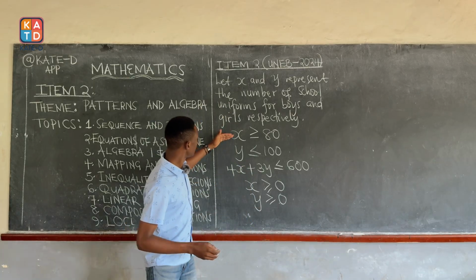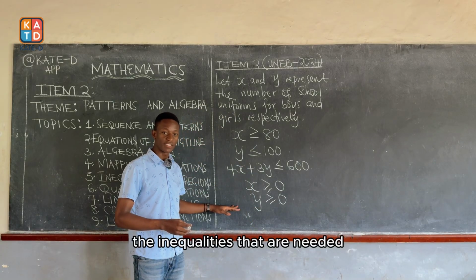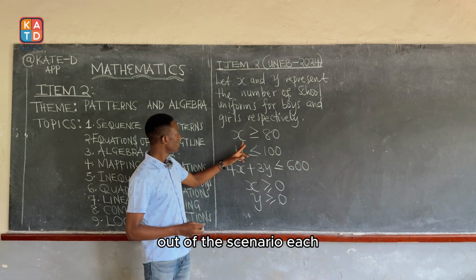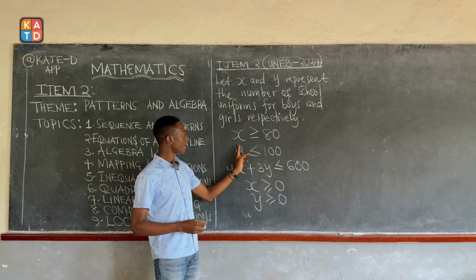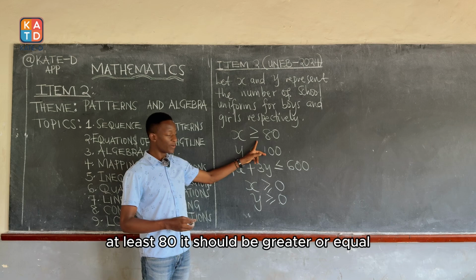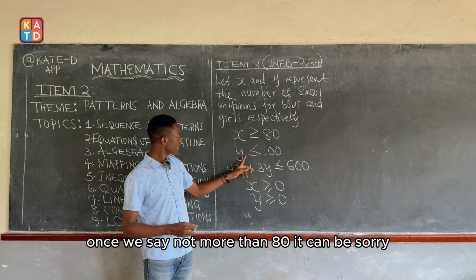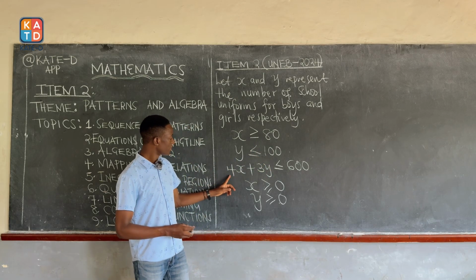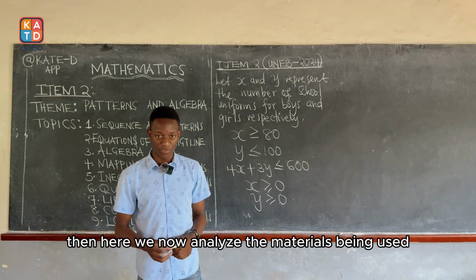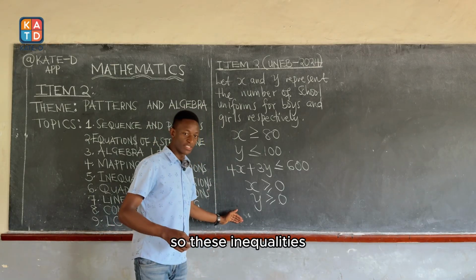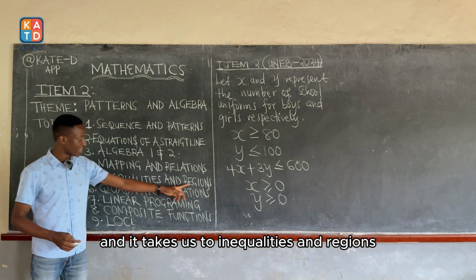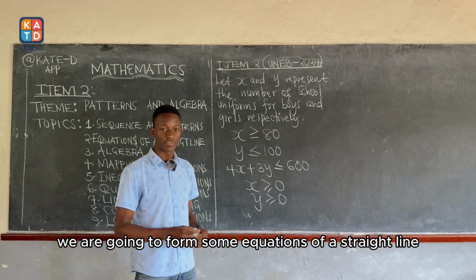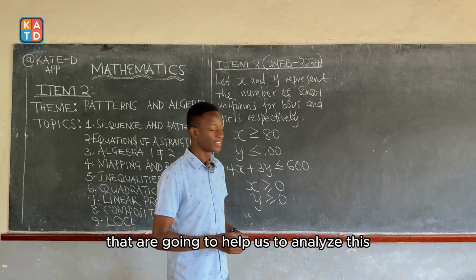In this part A, you realize that we have formed the inequalities that are needed, and these inequalities are basically out of the scenario. Once we say at least 80, it should be greater or equal. Once we say not more than 100, it can be 100 or less. Then here we now analyze the materials being used. So these are inequalities, and it takes us to inequalities and regions. Still, within the inequalities, we are going to form some equations of a straight line that are going to help us to analyze this.